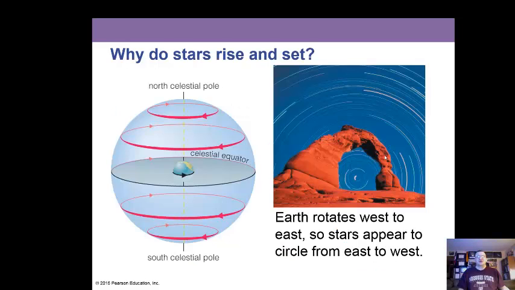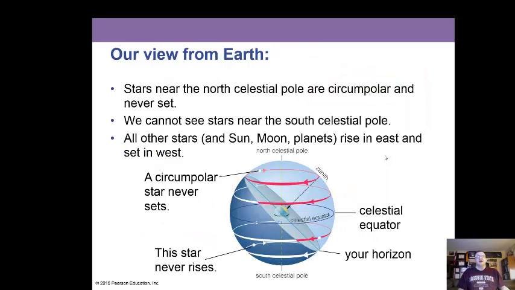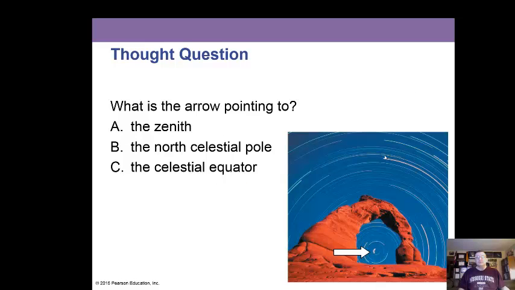So why do stars rise and set? It's because the Earth rotates from west to east, so the stars appear to circle from the east to the west. Some of the stars never set because they are so far to the north that they are circumpolar. They never set below the horizon. However, there are some stars from Missouri that we cannot see because they are so far to the south.